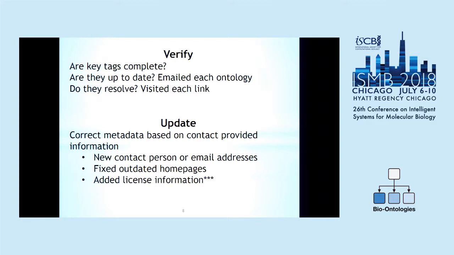And most of what we did was update contact people and emails. We fixed a number of outdated home pages. A lot of people used to use Google code pages, and now they're using GitHub pages. And then licensing turned out to be what was missing the most, and it caused the most controversy.